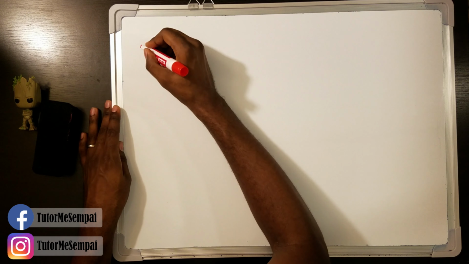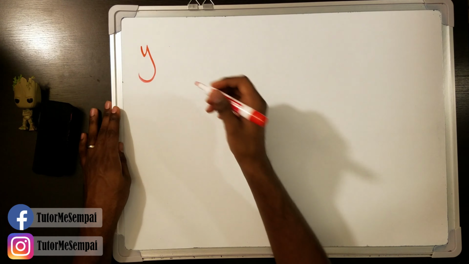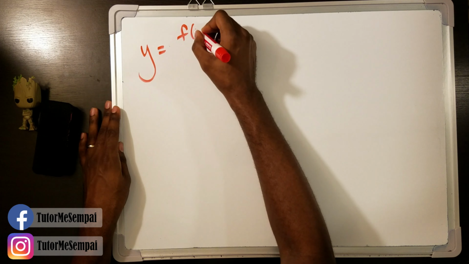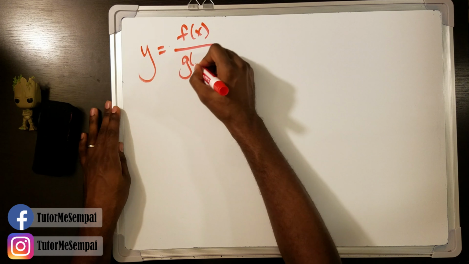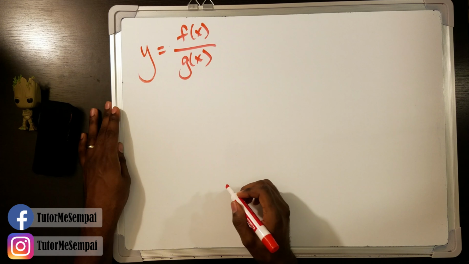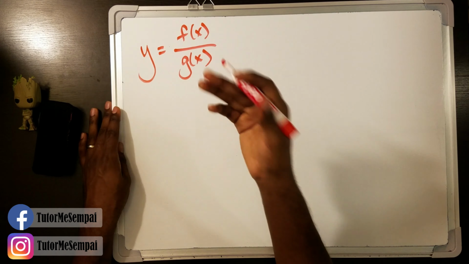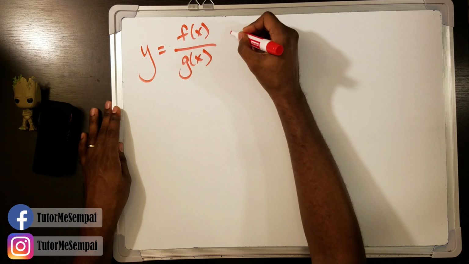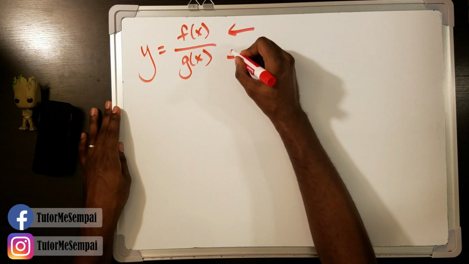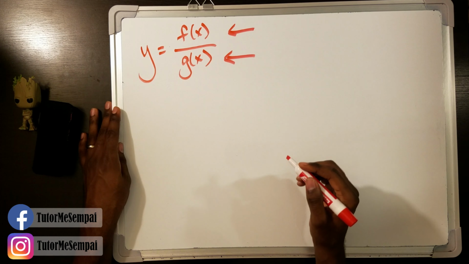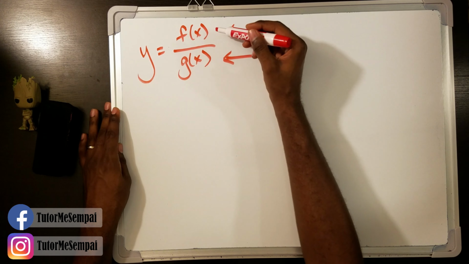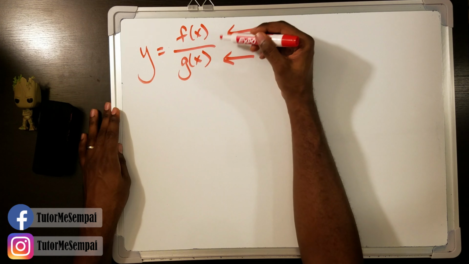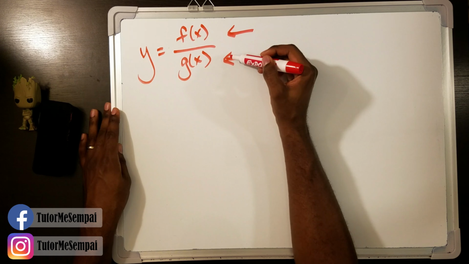So let's say you have a function, and I'm going to use the notation y equals f of x over g of x to drive home a point. If you have a function like this, you know you can use the quotient rule. However, I want you to look at the parts of this function. You have a function in the high part and a function in the low part, the high part being the numerator and the low part being the denominator.